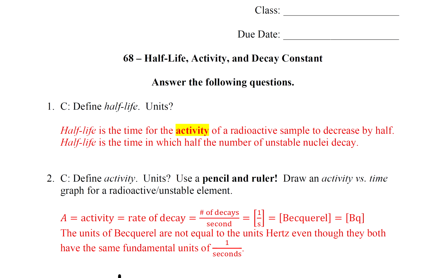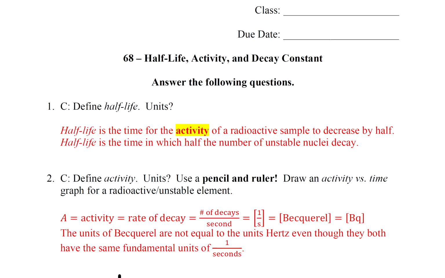So now your next question is, what is activity? Activity is the rate of decay. The equation is number of decays per second, which is 1 over seconds, which is equal to becquerel. The units of becquerel are not equal to the units of hertz, even though they both have the same fundamental units of 1 over second. So an activity versus time graph looks like this.